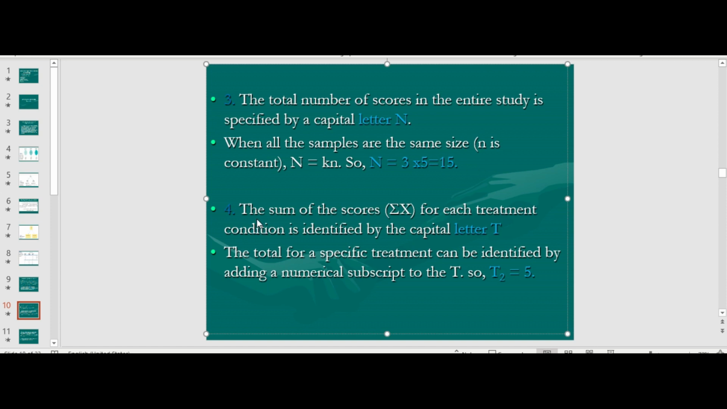और इसी तरह से the sum of the scores, जिसे हम summation x कहते थे, यहाँ of each treatment condition will be identified by the capital letter T. The total of the specific treatment can be identified by adding the numerical subscript to the T. So T is the capital letter and 2 is the subscript, will be equal to 5.